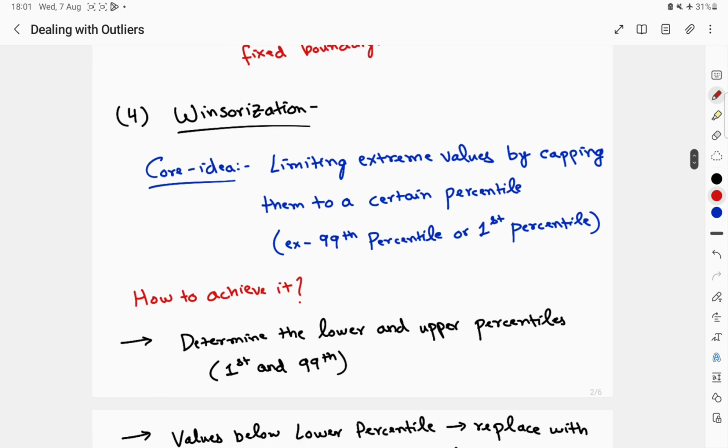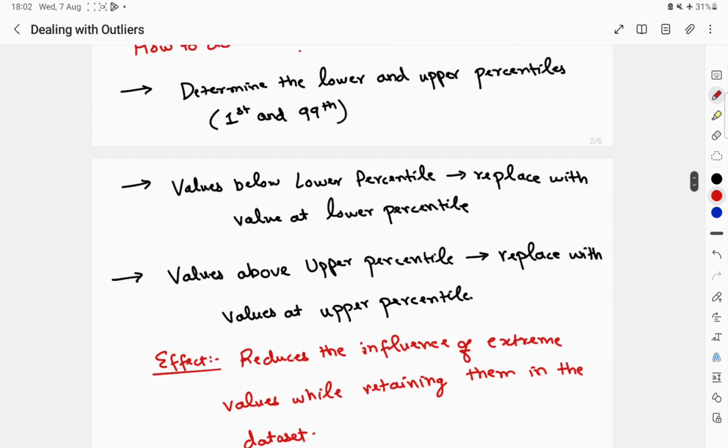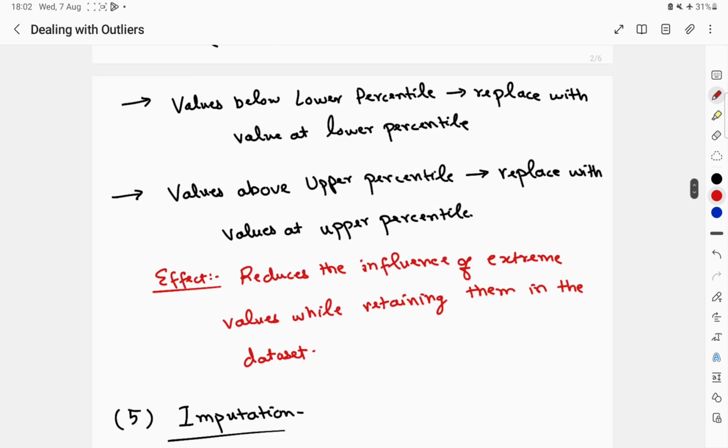The fourth one, similar to clipping, is a technique called Winsorization. The idea here is to limit your extreme values by capping them to a certain percentile, say the 99th percentile or the first percentile, for example. To achieve it is very simple. You determine the lower and the upper percentile, say the first and the 99th percentile, and you simply replace the values below the lower percentile with the value at the lower percentile, and the values above the upper percentile with the value at the upper percentile. The effect is that it reduces the influence of some of the extreme values while retaining them in your data set, right? So there is no loss of data involved when you're doing clipping or Winsorization.